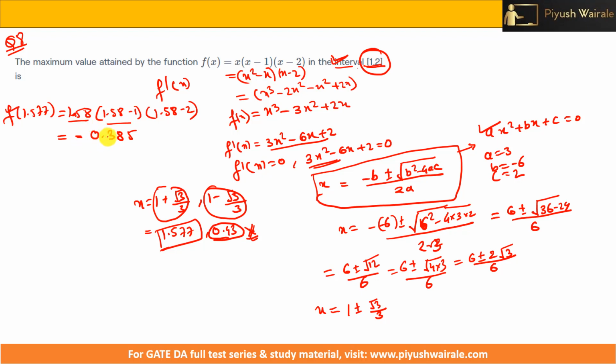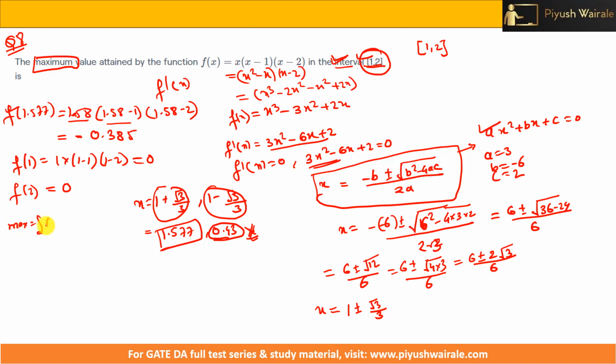So here we got minus 0.385, but in order to find out the maximum or minimum value, we have to check the end points of the interval also, because this is a closed interval, right? So what is f of 1 here? f of 1 will be 1 into 1 minus 1, 1 minus 2, so 1 minus 1 is 0, so basically 0 only. What about f of 2? Same, 2 minus 2 will be 0, so 0. So which one is maximum? The maximum of f of 1, f of 2 and f of 1.577, the critical point, is 0, right?